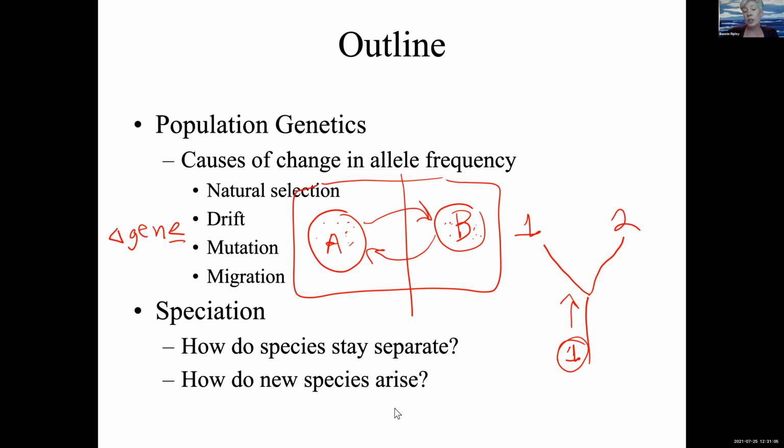Suppose there's an allele that's missing in population B, but population A has it. If one individual with that allele moves from A to B, then it's almost like there was a mutation. We've brought a new piece of genetic information into that population. So migration is also known as gene flow.